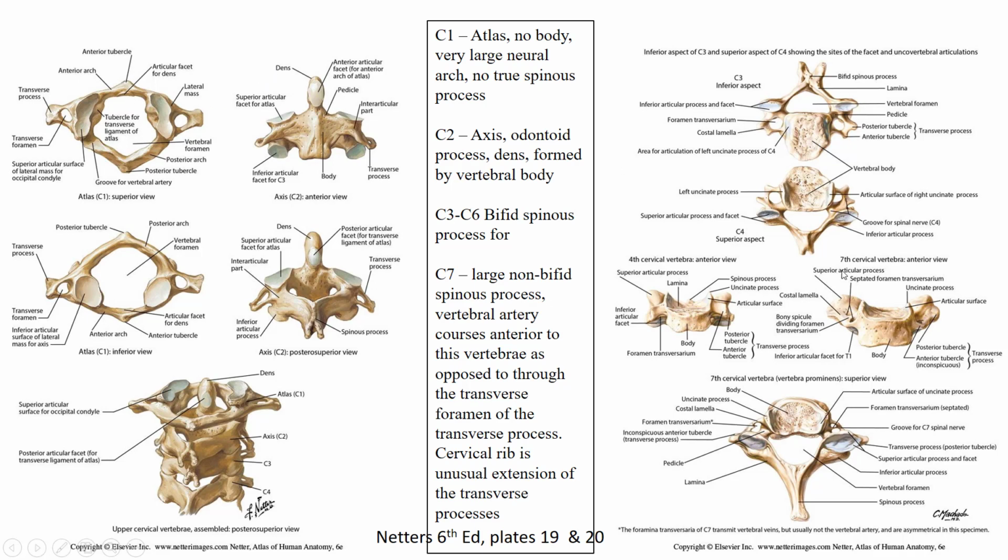And then the only other distinguishing characteristic is that when you get down to the seventh cervical vertebra, it becomes much more like the other vertebra, a little bit larger body. The spinous process is no longer forked, no longer a bifid spinous process. It's just one individual process in the back and in the posterior side. And then you have the transverse foramen, and that's where the vertebral artery still is coursing through at that point in time.